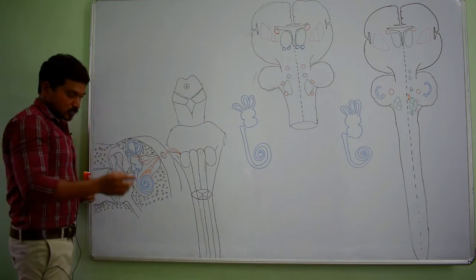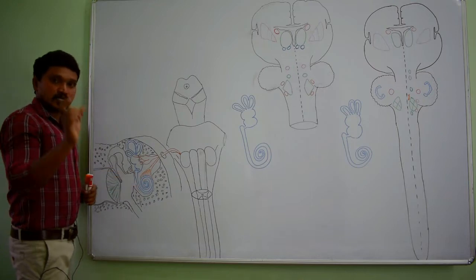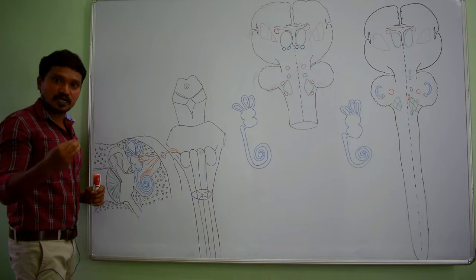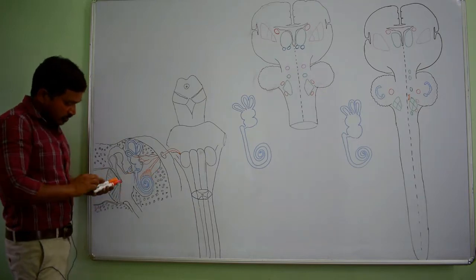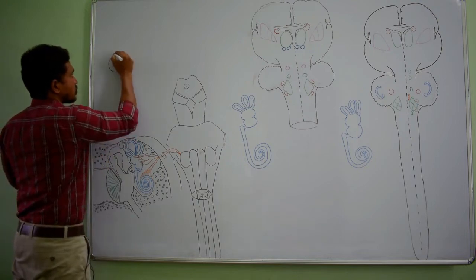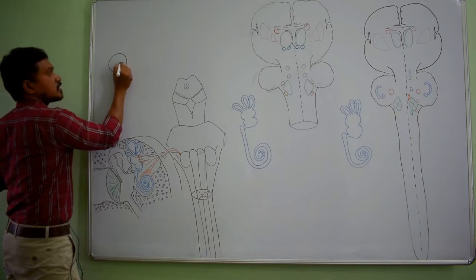See, the inner ear has a cochlear part and a vestibular part. In the cochlear part, there is a receptor. What is that receptor? The hearing organ. What is that hearing organ? The organ of Corti. Right? When you take a section of the organ of Corti, it will be like this. Along with the bony labyrinth, if you take this cut section, here you can see the spiral lamina.